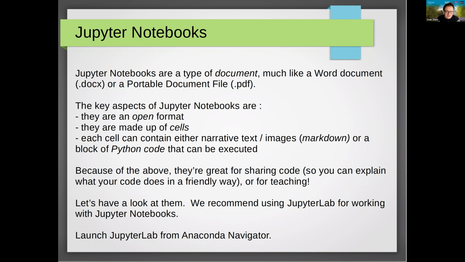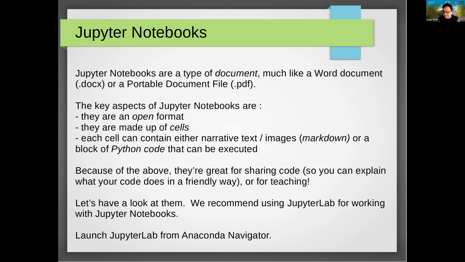Jupyter notebooks are like a document. So it's a bit like a Word document or a portable document file, PDF. A Jupyter notebook is a type of document, okay? Different to a .py file, which is essentially a code file. A Jupyter notebook is a document. But it's a very special kind of document because it allows you to run code within that document.